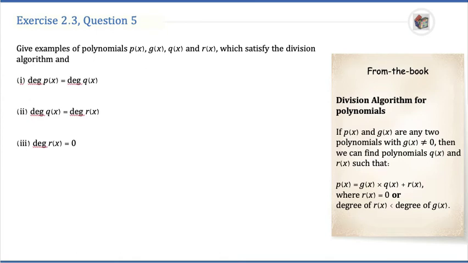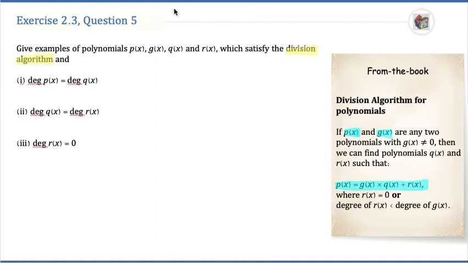Exercise 2.3, question 5. Give examples of polynomials p(x), g(x), q(x), and r(x) which satisfy the division algorithm, and then there are certain conditions. What is the division algorithm again? If you divide p(x) by g(x), that is, your dividend is p(x) and divisor is g(x), then according to the division algorithm, they will always satisfy this relationship.